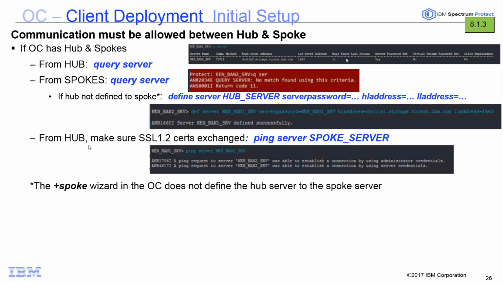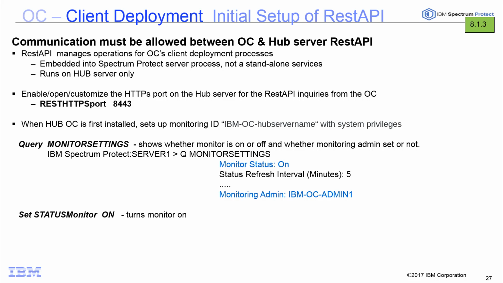In order to do both the tiering and the client deployment, we do utilize our REST API. This REST API manages the operations for the Operations Center's client deployment processes as well as tiering processes. This REST API is embedded into the Spectrum Protect server process. It's not a standalone service, and it runs on the hub server only. It does not run on the spoke servers. You do need to make sure that your REST HTTP port is open, and by default that's 8443. You can customize that if you want.